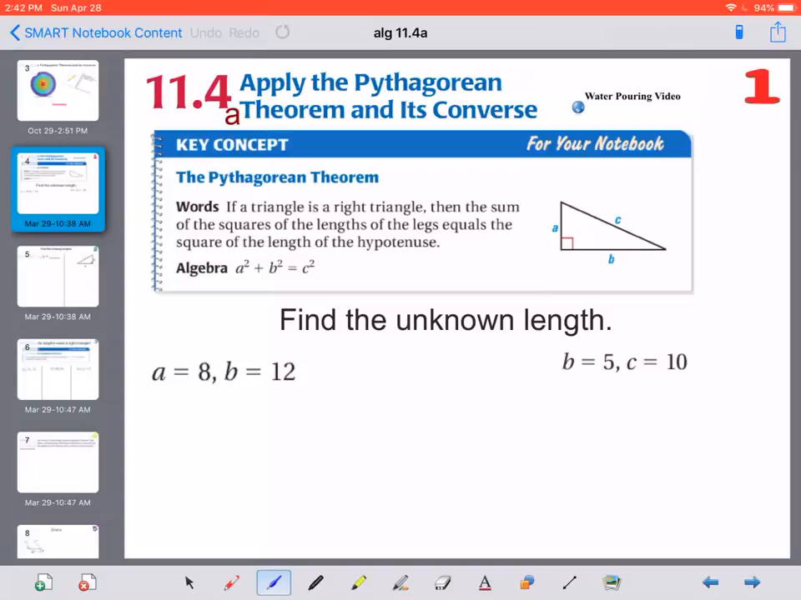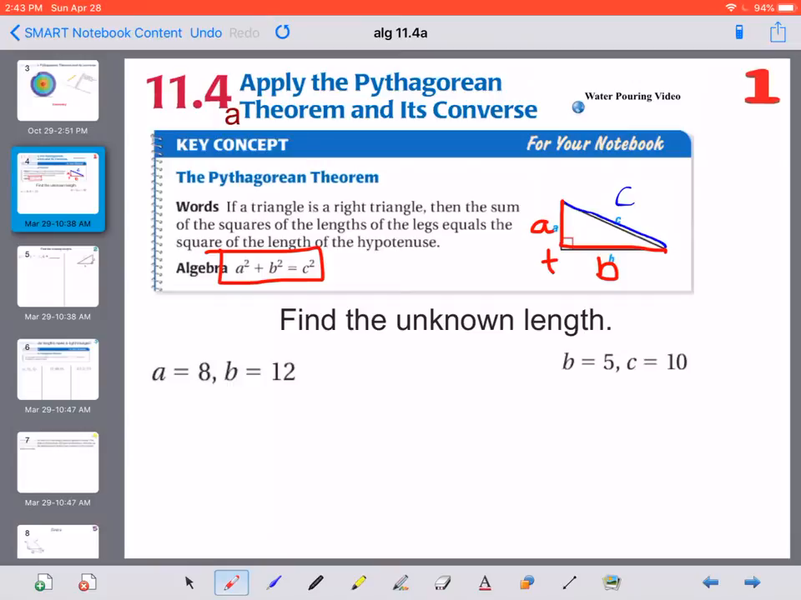The Pythagorean Theorem says if a triangle is a right triangle, then the sum of the squares of the lengths of the legs equals the square of the length of the hypotenuse. Now, the hypotenuse is always going to be the longest one, and we usually call that C. The legs are usually A and B. So what that looks like is A squared plus B squared equals C squared.